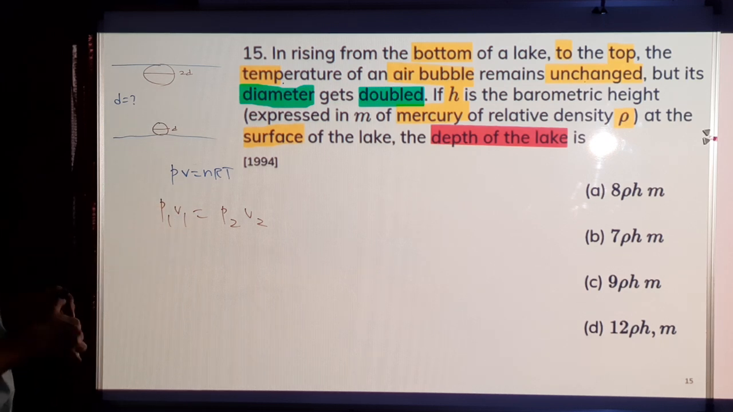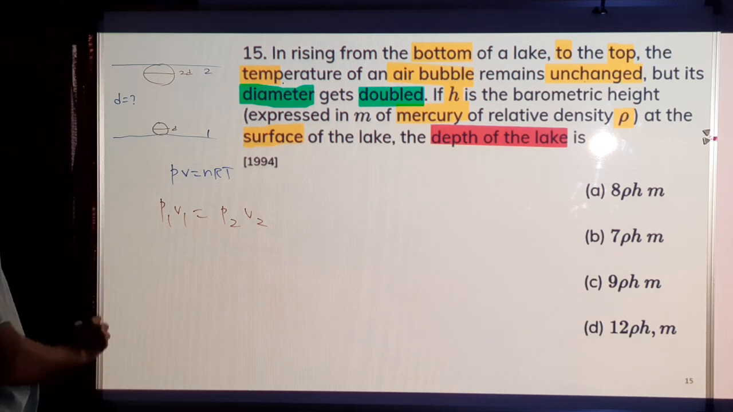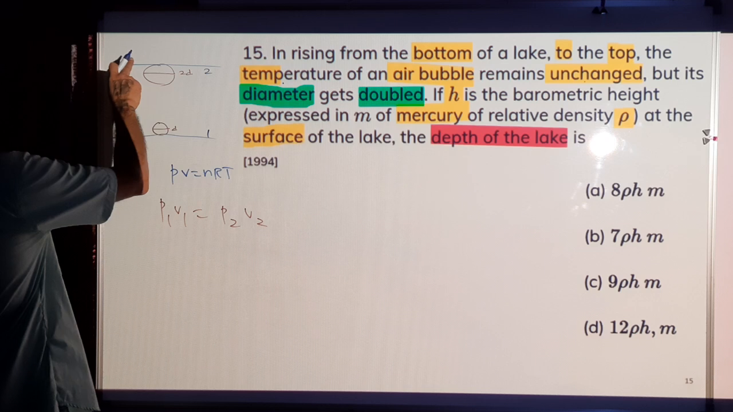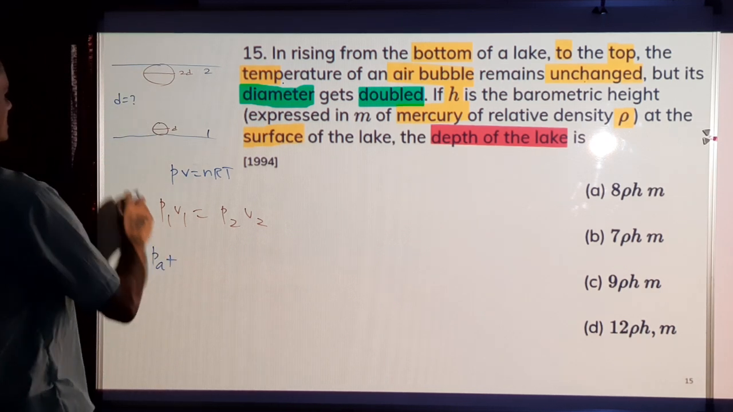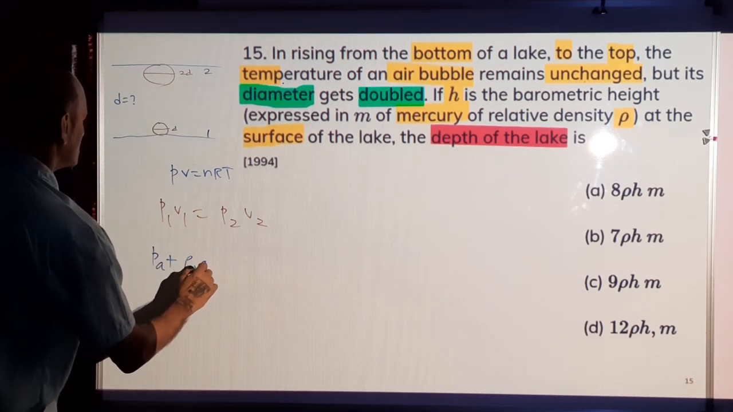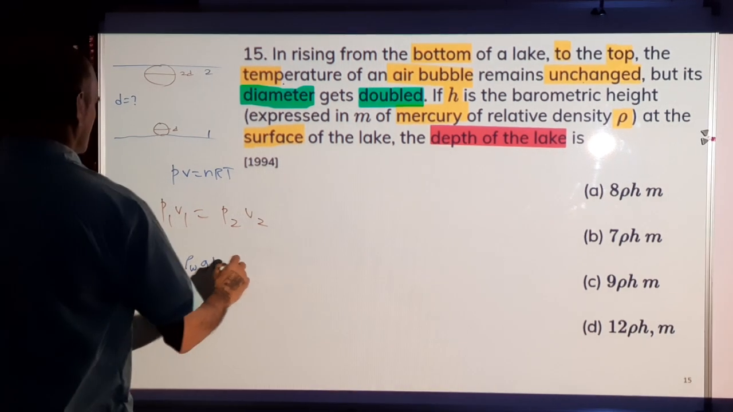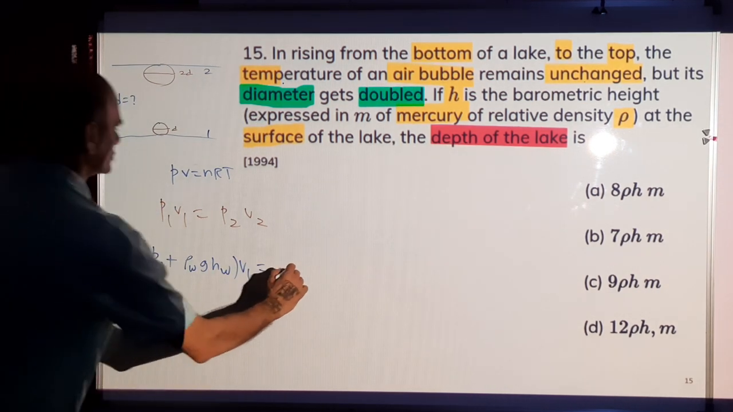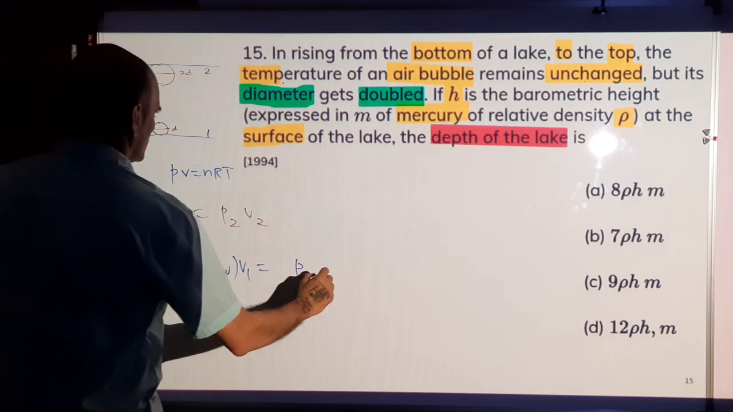both should be equal. Let me call this point 1, and this is condition 2. Pressure at point 1 is the pressure here, which is because of this water and the atmospheric pressure. So P1 is atmospheric pressure plus rho g h of this water. And this h of water is the one we have to find out, into V1, is pressure at point 2, which is atmospheric pressure. At this point, the pressure is because of the atmosphere, into volume 2.